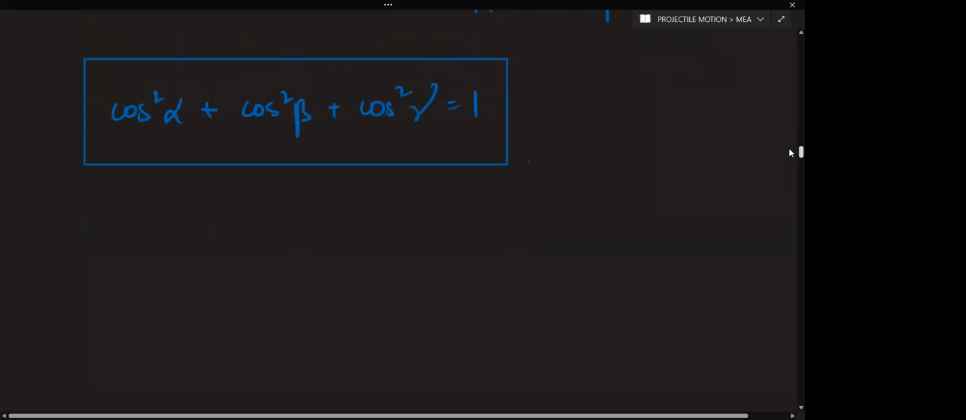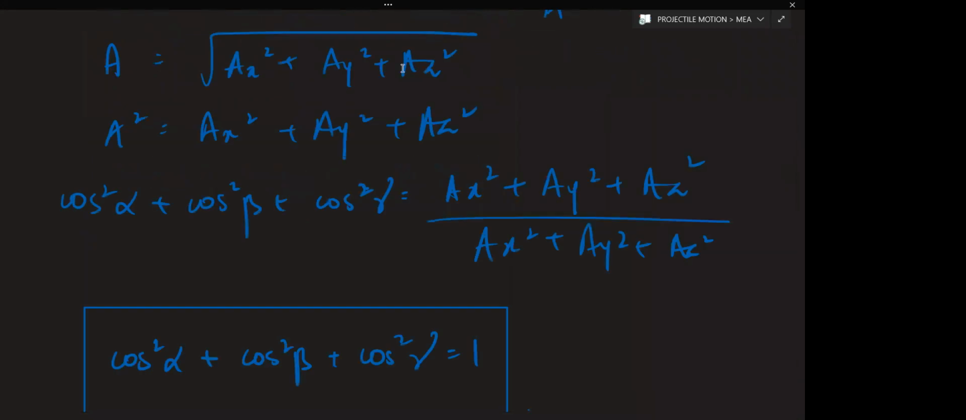Ma'am, yes. Ma'am, why is the cos square, the cos beta squared? It is just this one. Why have we squared it?